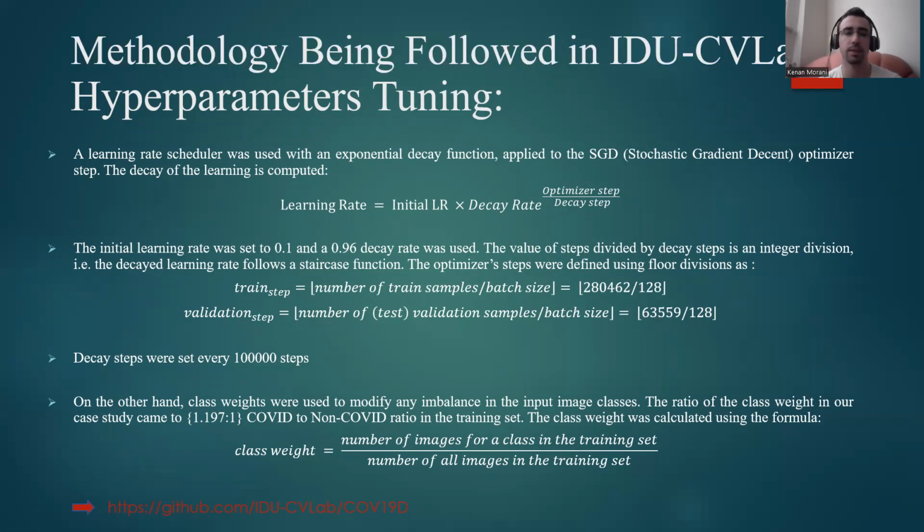On the other hand, there is also usage of class weights. Because the number of COVID and non-COVID samples in the training set is unbalanced, or you can say the data is an imbalanced data set, the ratio is 1.197 to 1, COVID to non-COVID. So there's class weight usage while training, which is the number of the images for a class in the training set divided by the number of all the images in the training set. This is how I assign the class weight. All right, perfect. So this is about hyperparameter tuning and the class weight as well.